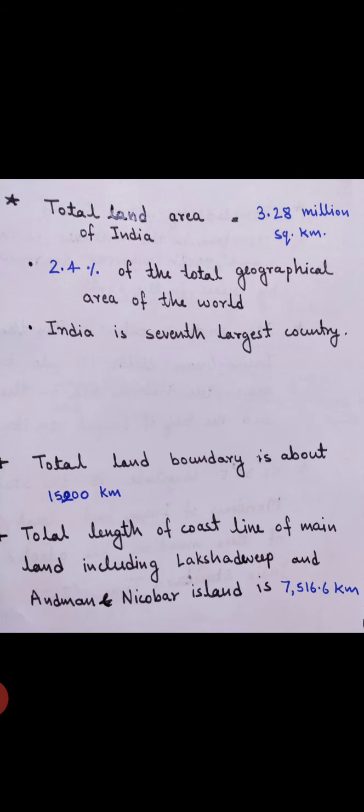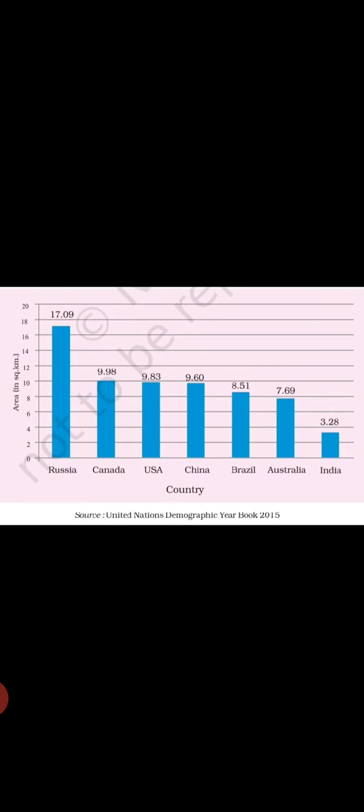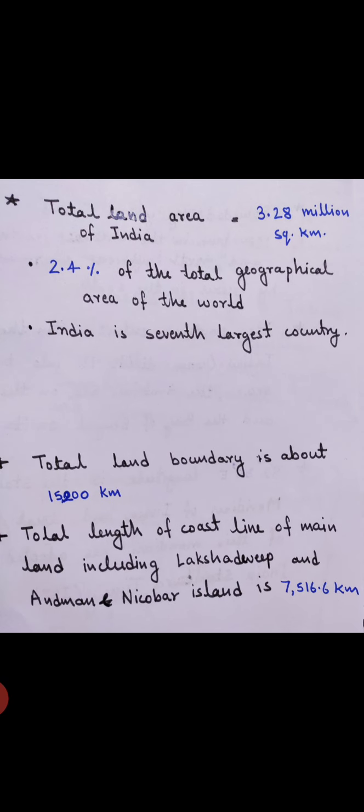Total land area of India is 3.28 million square kilometer, which is 2.4% of the total geographical area of the world. Area wise, India is the 7th largest country of the world after Russia, Canada, USA, China, Brazil and Australia.